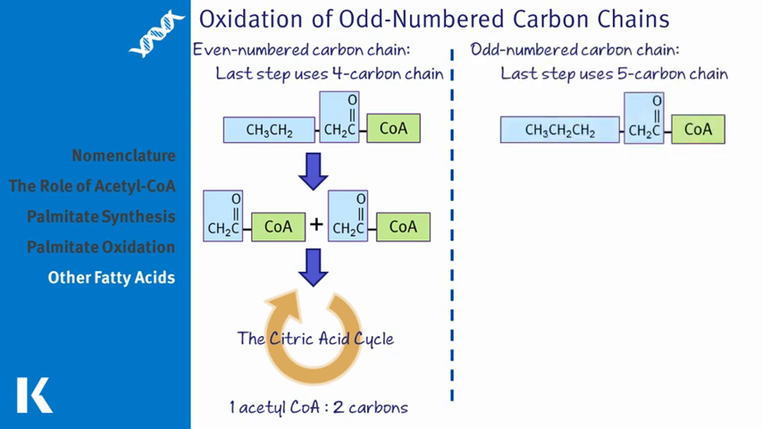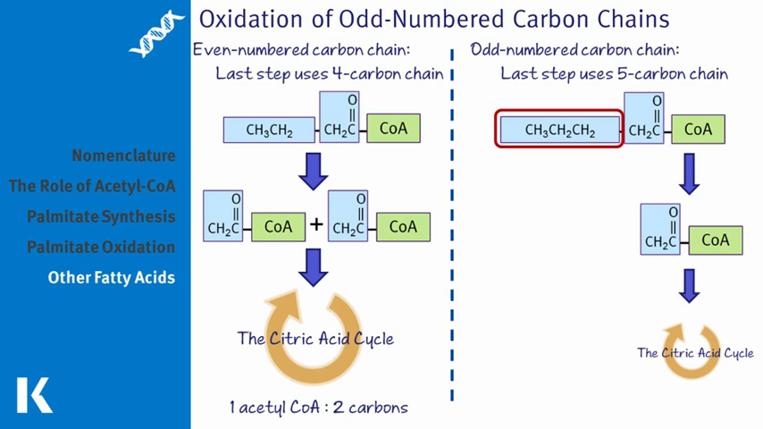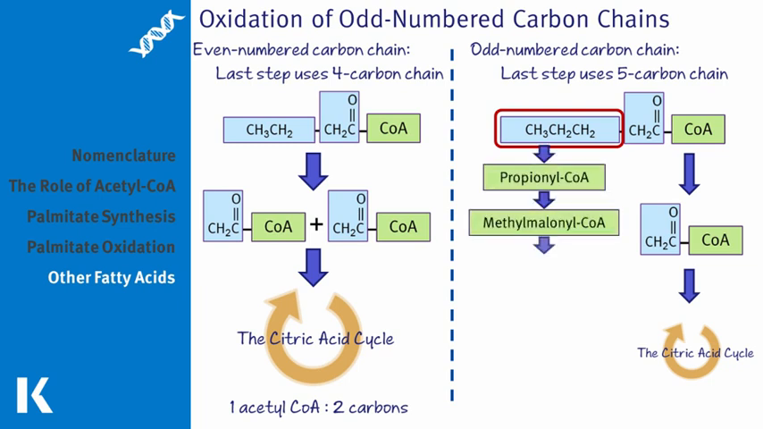Odd-numbered chains are slightly different. After oxidation, 1 molecule of acetyl-CoA will be made from the 2 carbons adjacent to the CoA and enter the citric acid cycle. Now we are left with a 3-carbon chain. These carbons then undergo a series of enzyme-catalyzed reactions to eventually form a succinyl-CoA molecule.